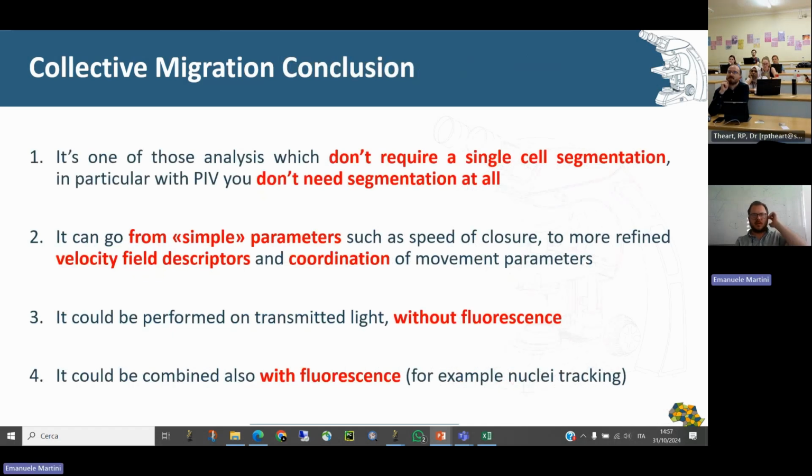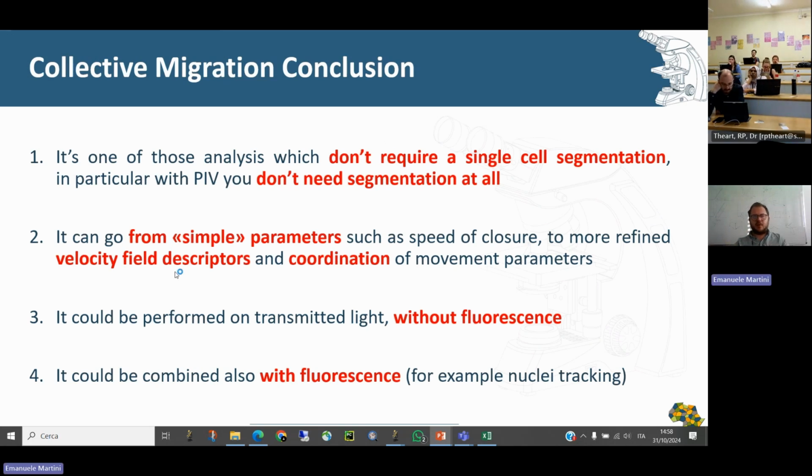Okay, conclusion. This analysis we have seen is really interesting because it shows you that sometimes, not always, not in many cases, but there are times where you don't need cell or nuclei segmentation. You can do an analysis without finding the boundaries of each single cell. In particular, for wound healing, at least we had to segment the wounds, the cell layers. But in PIV, you don't segment anything at all. You just take the whole image as it is.